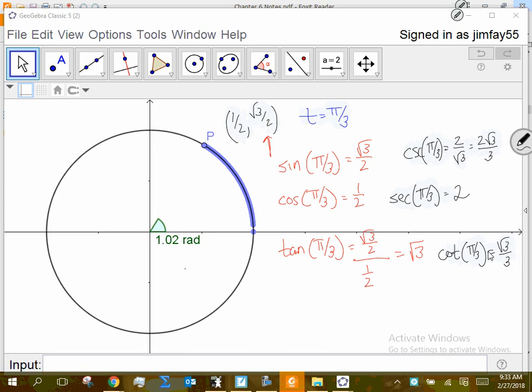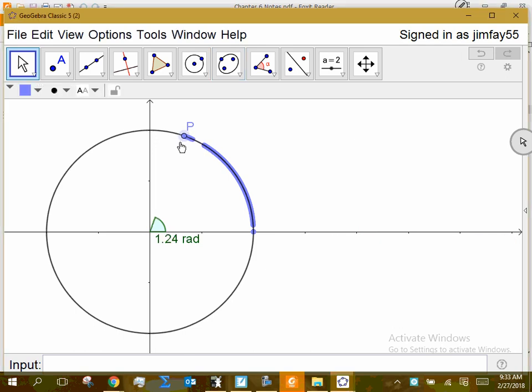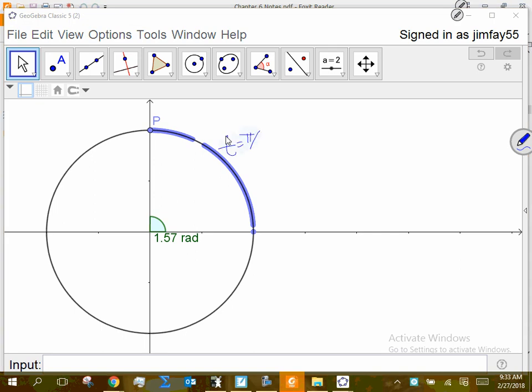Now there is an issue when they ask us about something like that, where our t value is now pi over 2. So I'm going to try to figure out the sine of pi over 2, the cosine of pi over 2, the tangent of pi over 2. Once we find those, we'll go back and do the reciprocals.